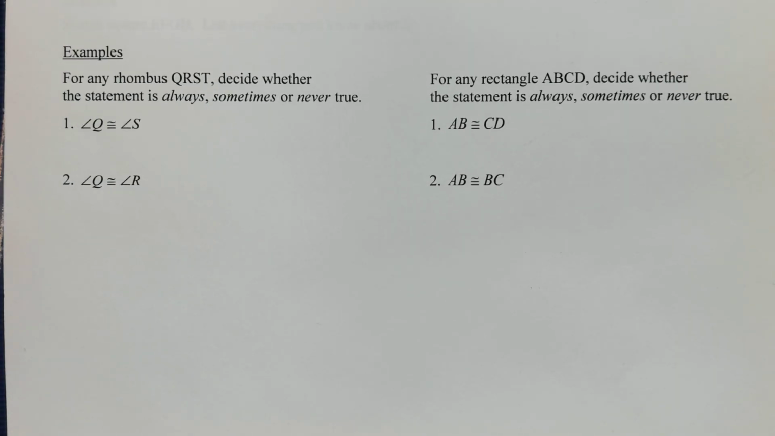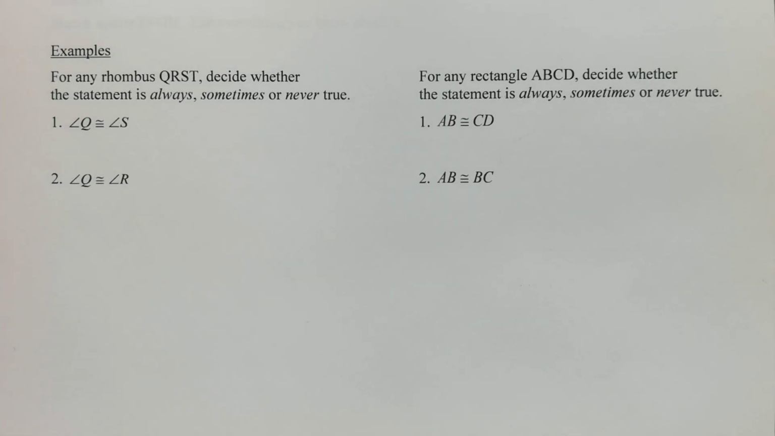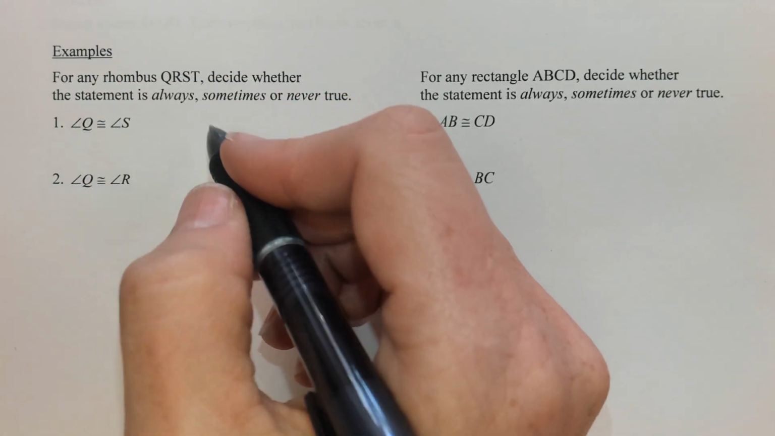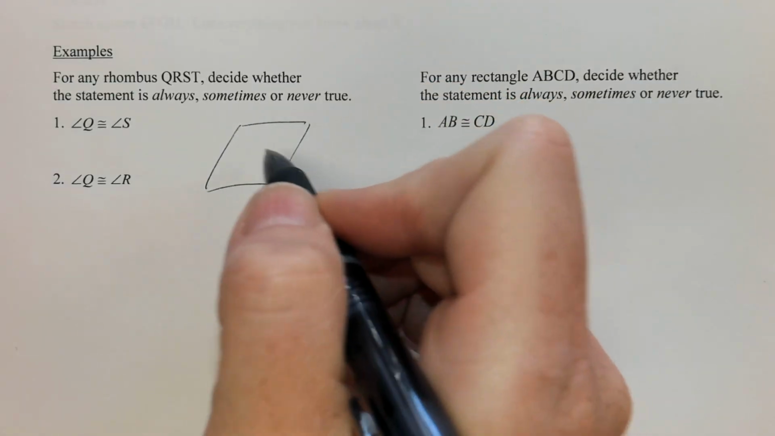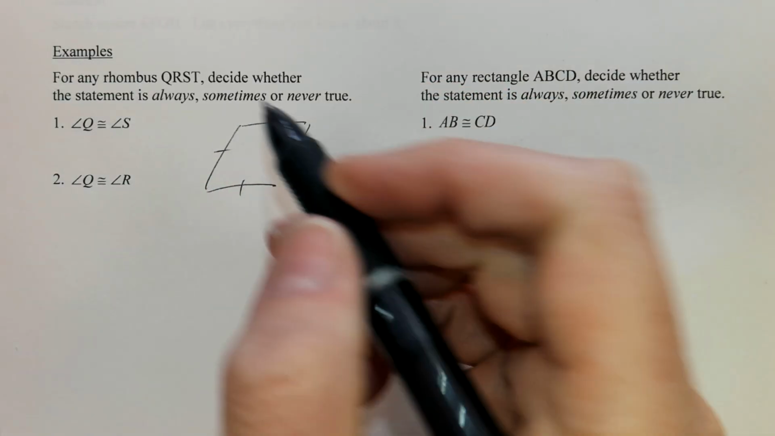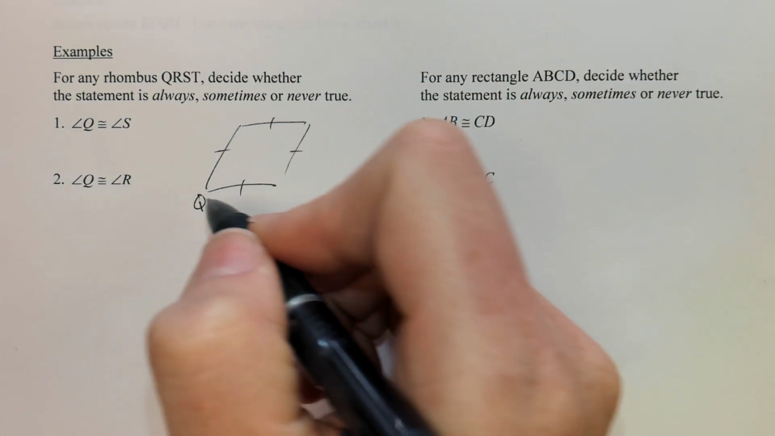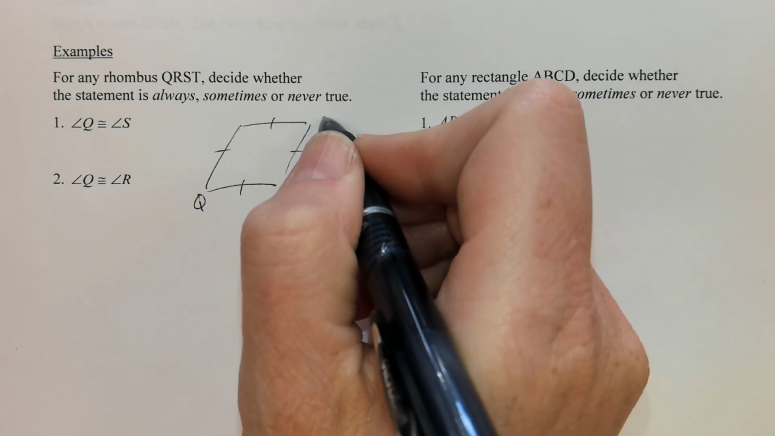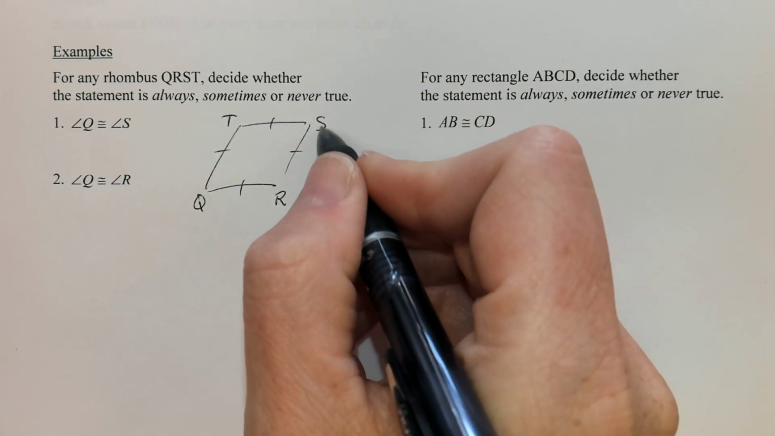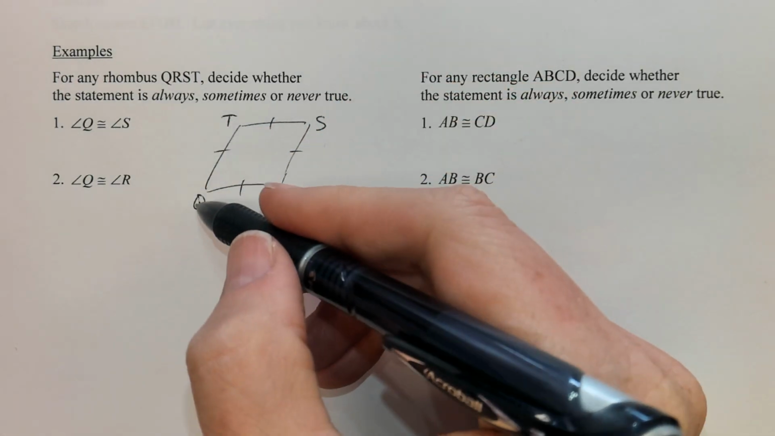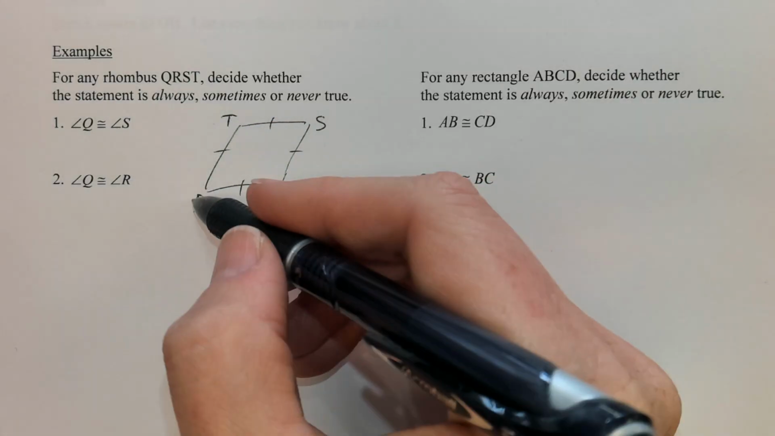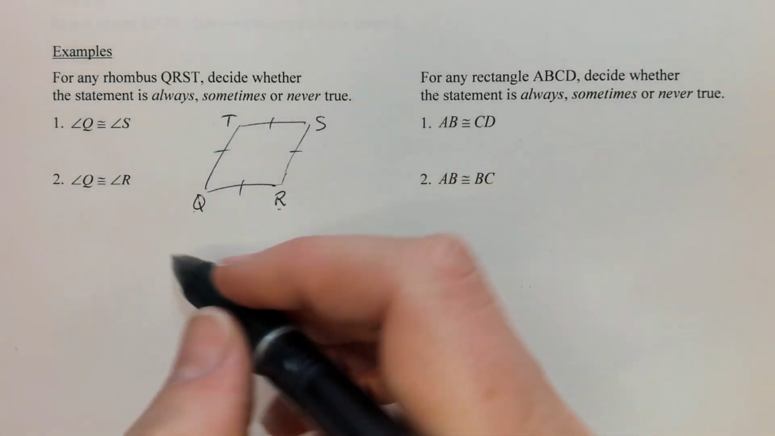Two more. This one we're going to have to actually draw our own picture. So it says for any rhombus QRST. So here we go. Here's my rhombus. All sides are equal. You can pick any corner to start on. It doesn't matter. And then once you start putting out your letters, you have to continue in a circle around the shape. You can't go QR and then ST. It's got to continue around in a circle.